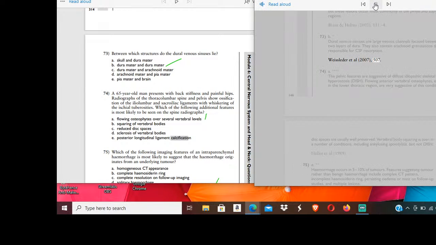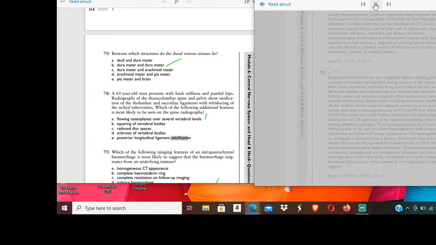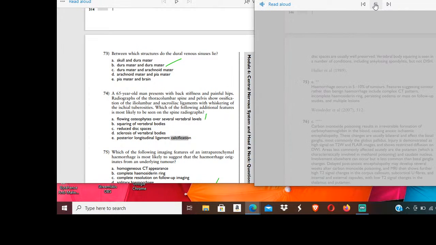74, A. The pelvic features are suggestive of diffuse idiopathic skeletal hyperostosis, DISH. Flowing anterior vertebral osteophytes, especially in the lower thoracic region, are very suggestive of this condition, and disc spaces are usually well preserved. Vertebral body squaring is seen in a number of conditions, including ankylosing spondylitis but not DISH. Resnick et al., 1989.